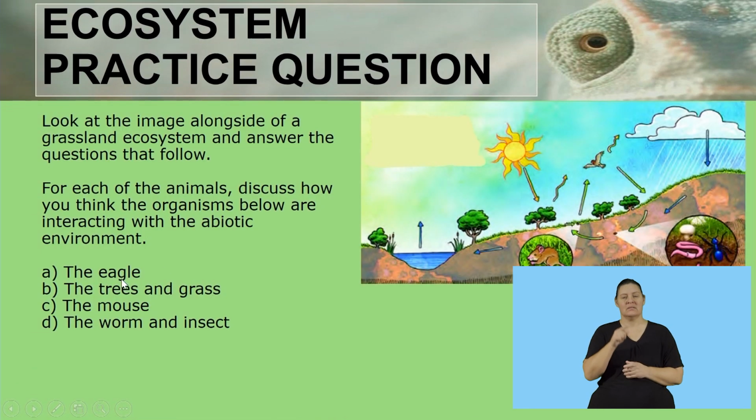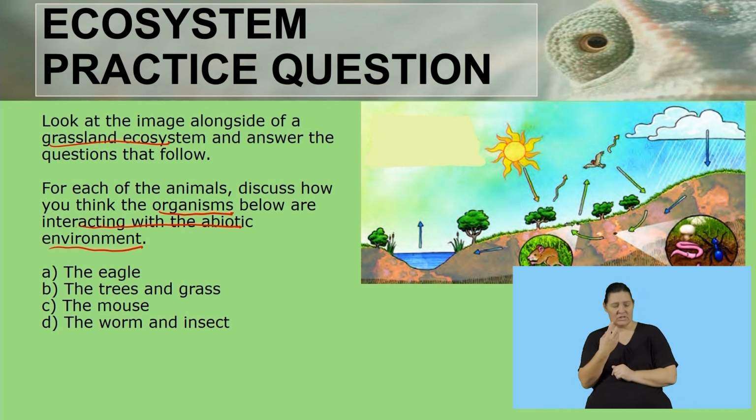So this is the last practice question that we have for this topic. Look at the image alongside of a grassland ecosystem and answer the questions that follow. So this is a grassland ecosystem, an area that is covered with grass. For each of the animals, discuss how you think the organisms below are interacting with the abiotic factors. So you are going to look at the organism and then explain what interaction is there between the organism and the abiotic environment. So the first organism we have there is the eagle.